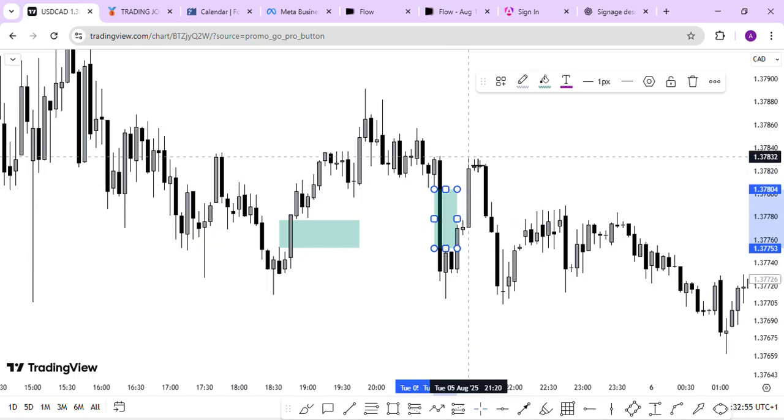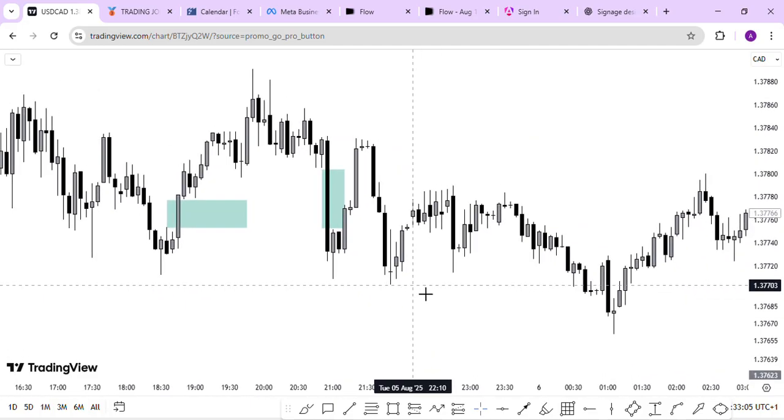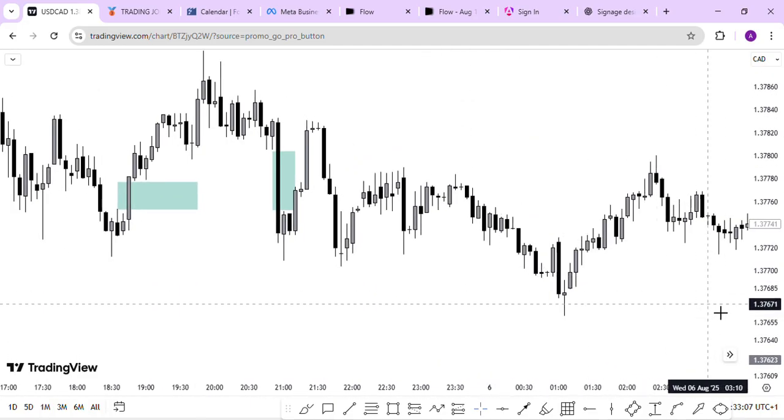Market came back to fill all the gap. So now that it has been filled, then it has been used. There is no need for market to come back there. And you see, after market filled it back, market pushed down. So that's just what fair value gap is all about.